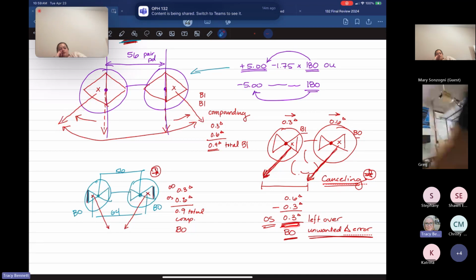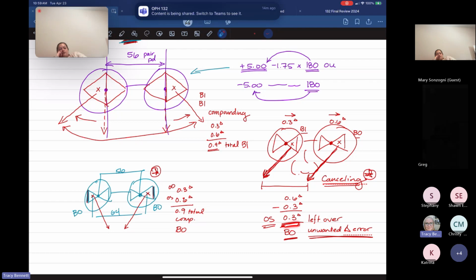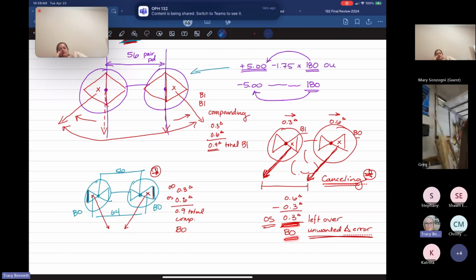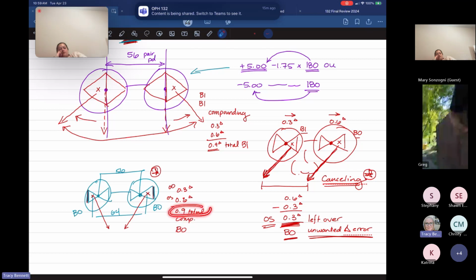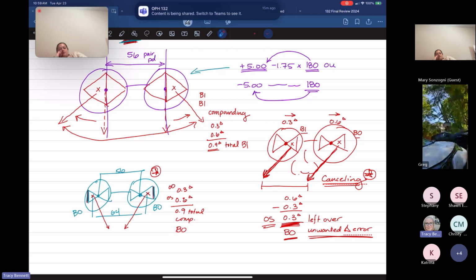So do you see here, when we had this one where they looked to the left, we ended up with 0.3 base out, leftover, unwanted. But with this error, we had both eyes, the PDs were off, but it was a compounding amount. And so that's why we ended up adding those two together, and we come up with a total of 0.9 versus that 0.3, because one was compounding versus one was canceling. Does that make sense?